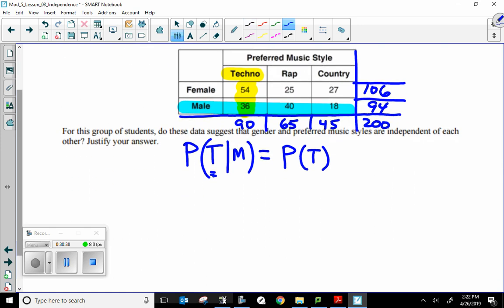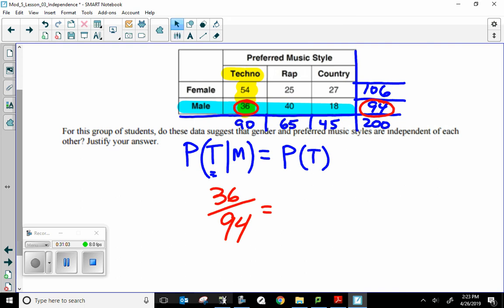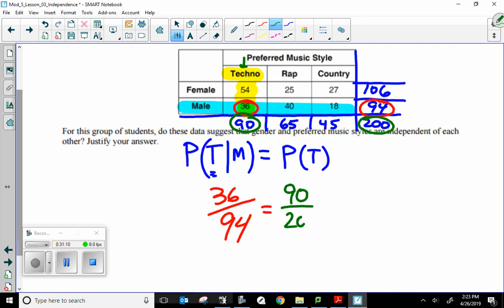Sorry, I got carried away. Now, let's do the first one here. Techno, given male. Out of all the males I've got 94 males to pick from. Where's the techno here? This is 36 out of 94. Does that equal the probability of just techno? If I look at techno, there are a total of 90 people out of the 200 that liked techno. That was their preferred music.